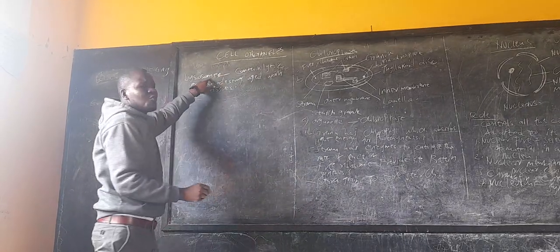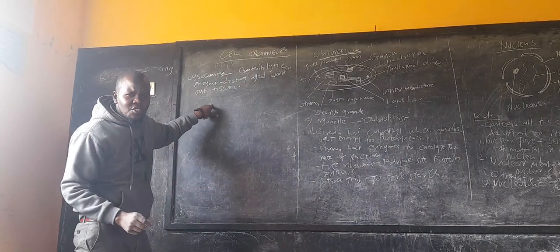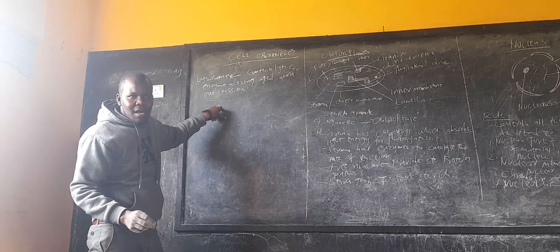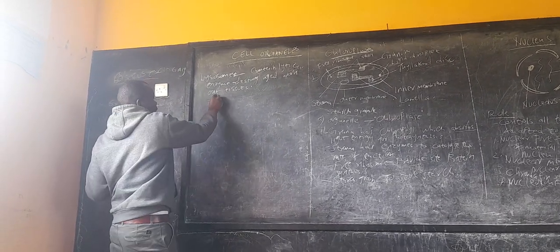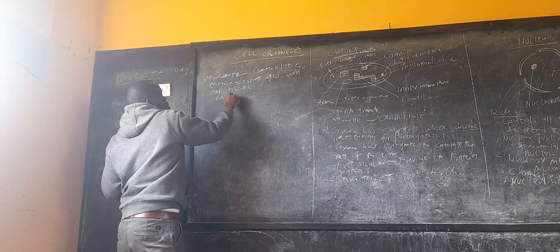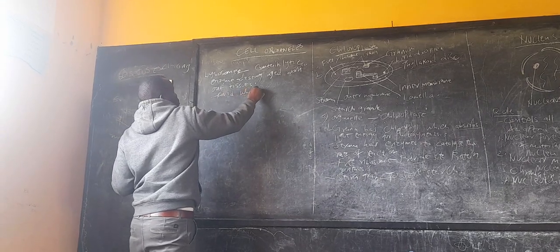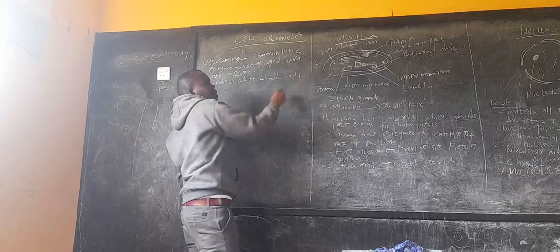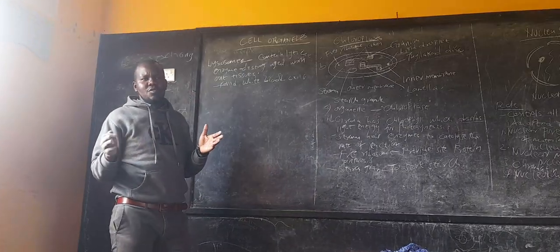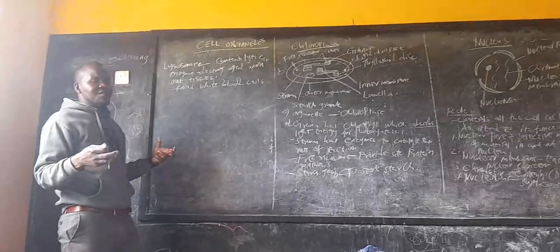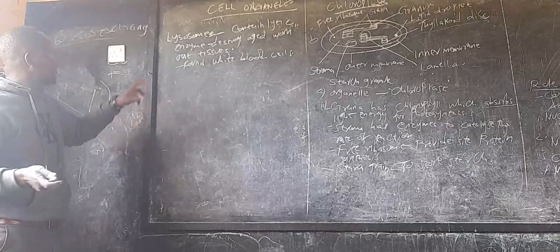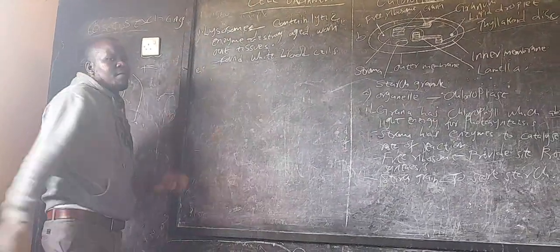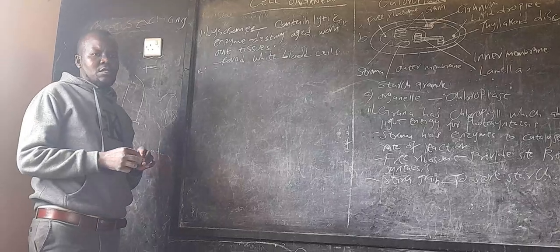You will be told which cells have more lysosomes. It's found more in white blood cells. You know the role of white blood cells is to fight disease-causing organisms, those pathogens. They can engulf them, they can produce some antibodies, right? That is the lysosomes.